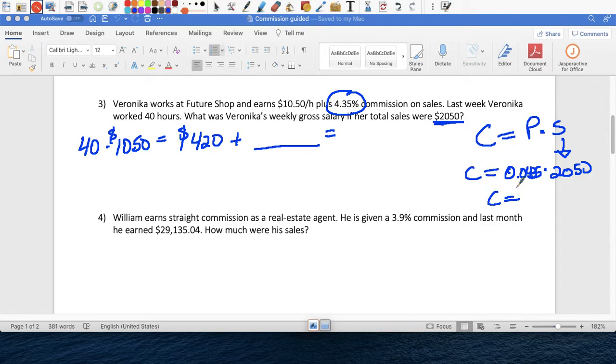So 0.0435 times 2,050 equals, so out of that amount, the store gives her $89.18, if my math is correct.